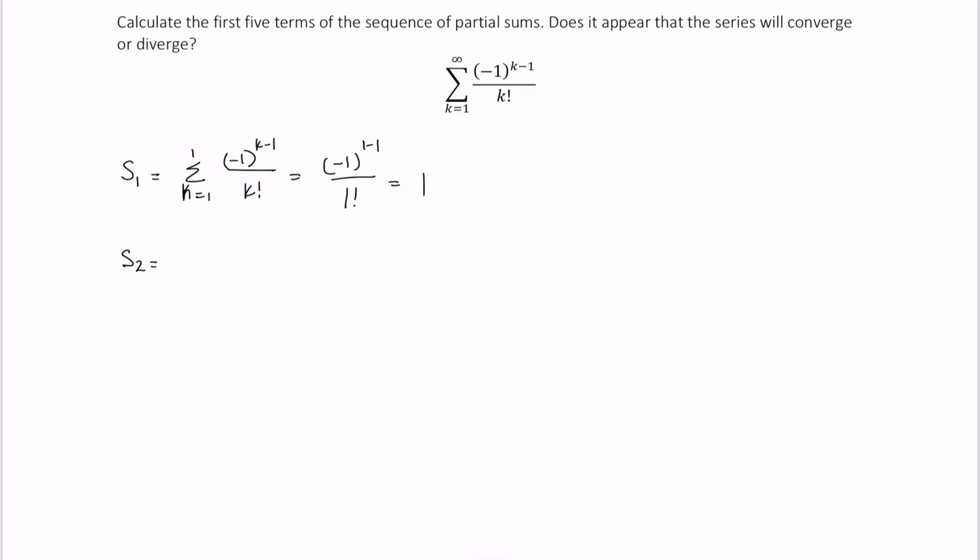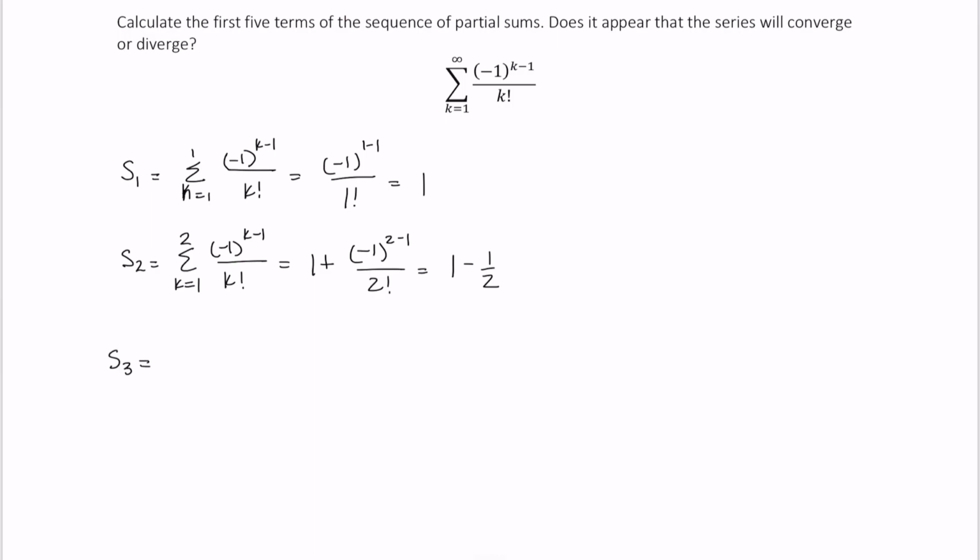The second partial sum is the finite sum from 1 to 2 of negative 1. And again, this expression remains the same. So I'm going to take my first partial sum here, which is 1. And to that, I'm going to add negative 1 to the 2 minus 1 power over 2 factorial. That's 1 minus 1 half.